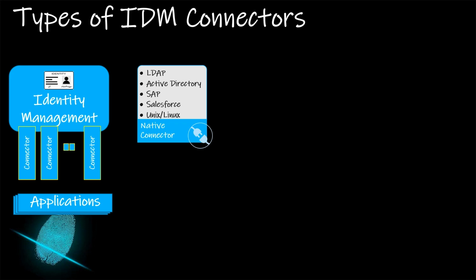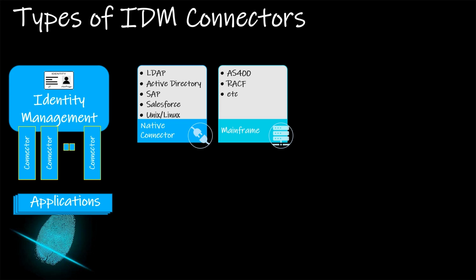This category includes connectors for LDAPs, such as Active Directory, Azure AD. They also include popular business applications such as SAP, Salesforce, and Office 365. Operating system connectors for Linux Unix also fall in this category. The mainframe connectors such as AS400, RACF fall under native connectors. They are used to perform user provisioning on legacy mainframe systems.